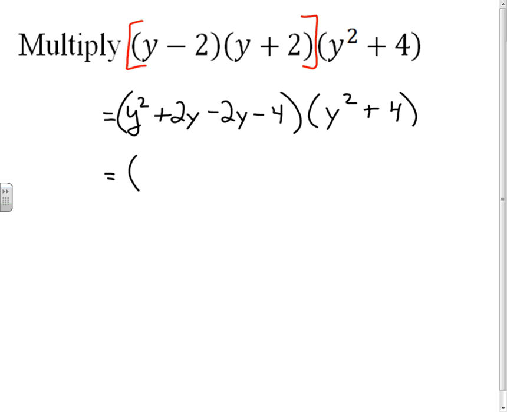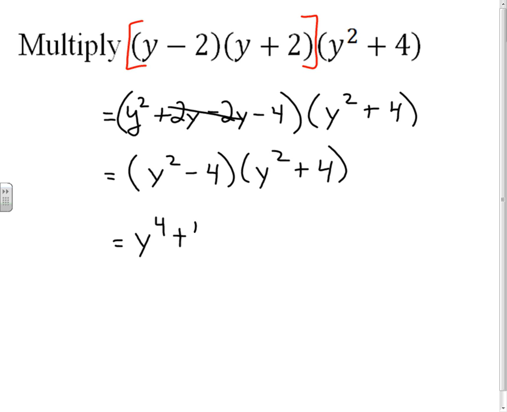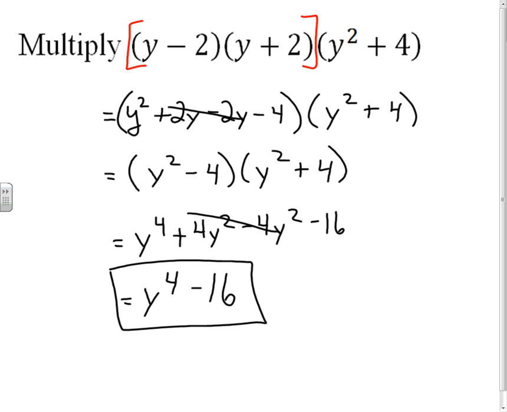Okay, let's simplify. These cancel each other out. So now we have y squared minus 4 times y squared plus 4. Okay, so now we can use FOIL or distributive property again. So the y squared times y squared, y to the fourth. The y squared times positive 4, plus 4y squared. The negative 4 times y squared, negative 4y squared. The negative 4 times positive 4, so negative 16. Now these middle terms cancel out. So this is another special polynomial here. So y to the fourth minus 16 is our final answer here.